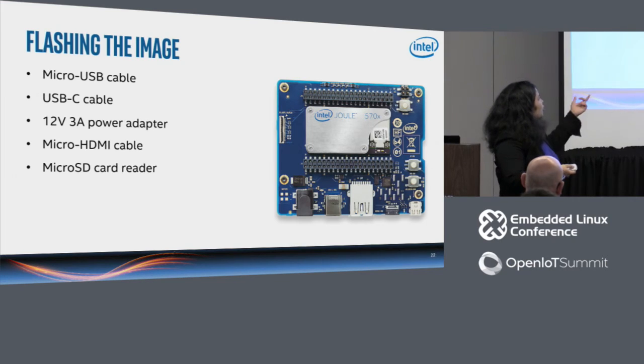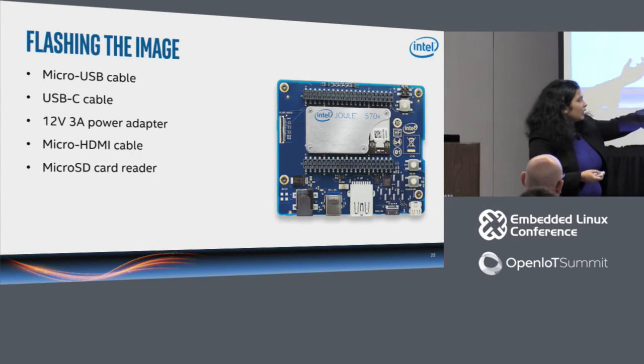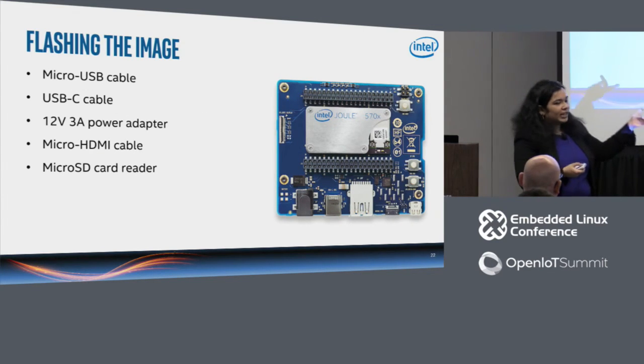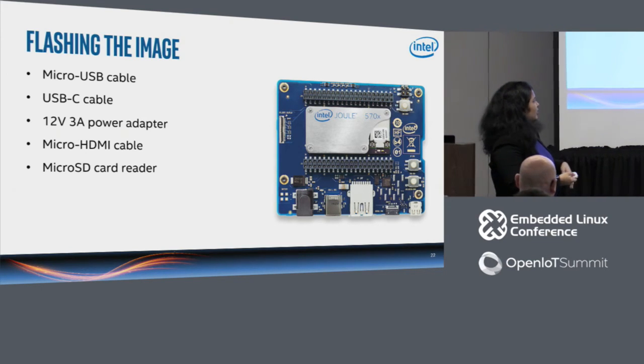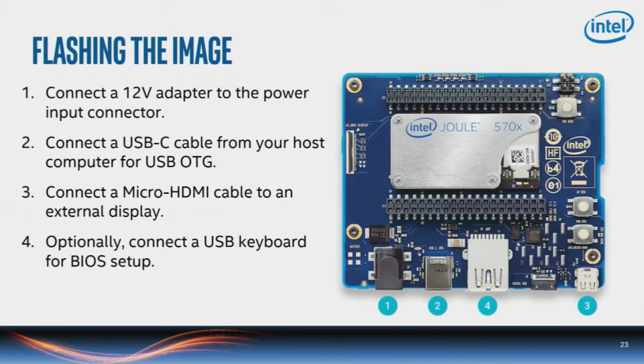You flash that image on the micro SD card, and hook it up to your Joule device. Before you do that, you would also need to update the BIOS on your device, and there are links for that too in the instructions page. Once you have the image on the SD card and you have the BIOS updated, you power on your device by connecting the power cable and connecting your host to the USB Type-C cable, and you can optionally hook up a USB keyboard in order to interrupt the BIOS. Once you have that, you would enter into fastboot mode.